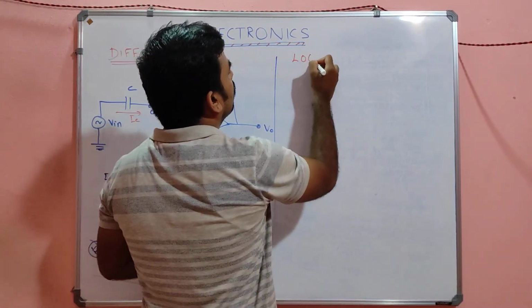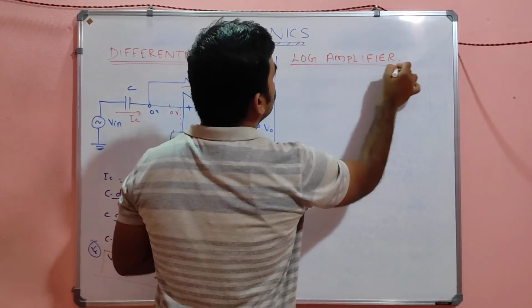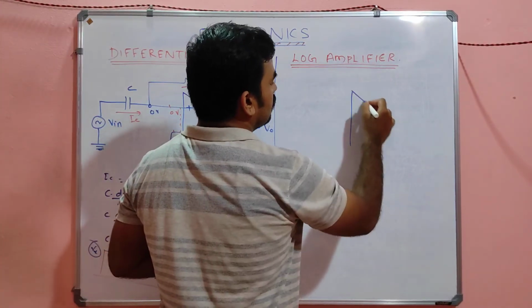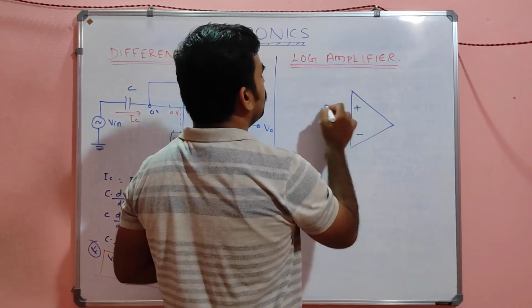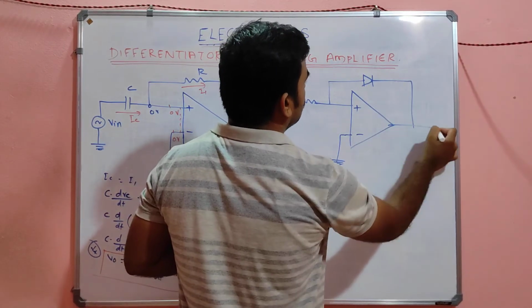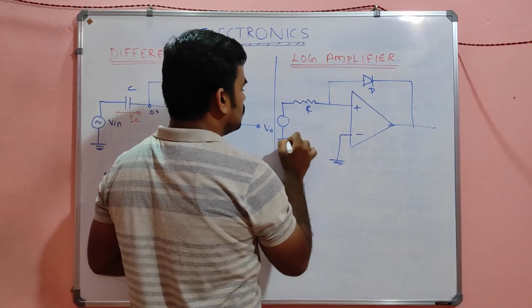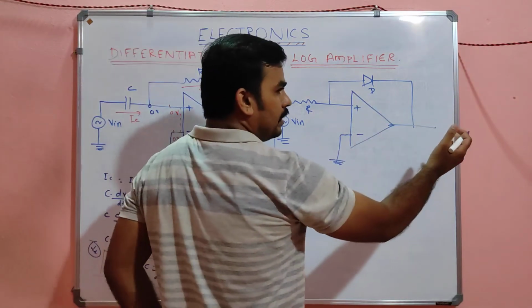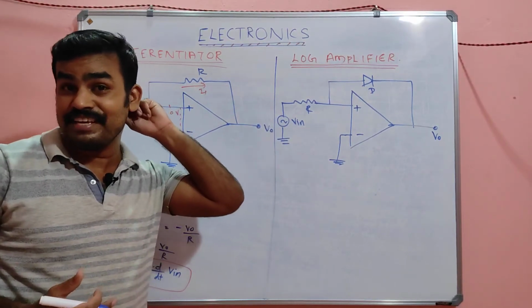Log amplifier. You just need to know the circuit diagram, nothing more. Only the circuit diagram will be asked. Circuit diagram is very, very important. Simple, a diode in the feedback path. Suppose this is R and this is the input voltage. The output will be nothing but the log of the input voltage. Log Vin will be the output voltage.